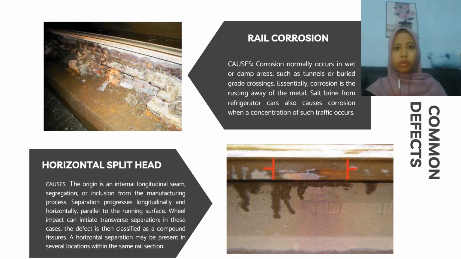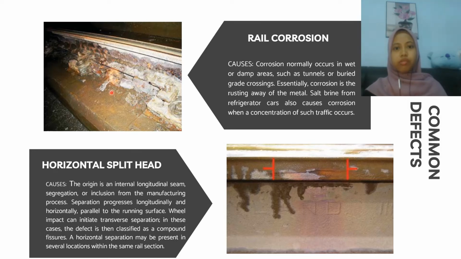Next one is the rail corrosion. Corrosion normally occurs in wet or damp areas such as tunnels or buried grade crossings. Essentially, corrosion is the rusting away of the metal, which is shown in this picture.